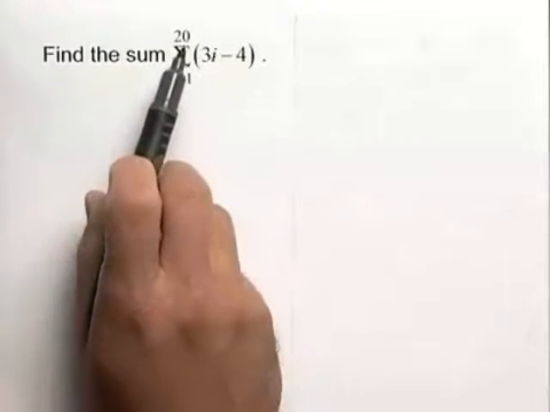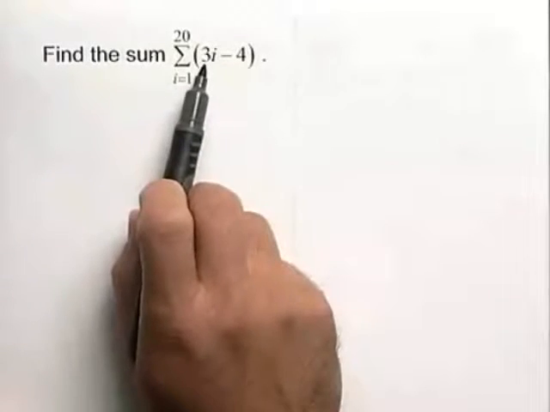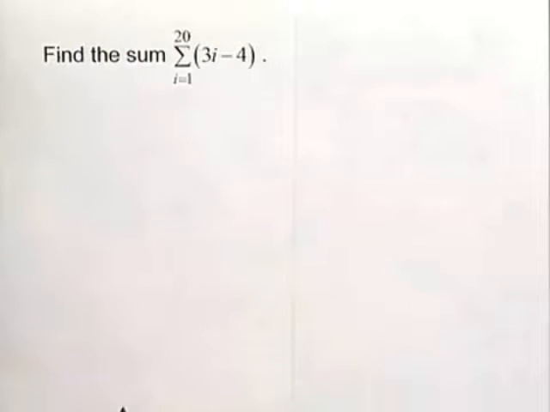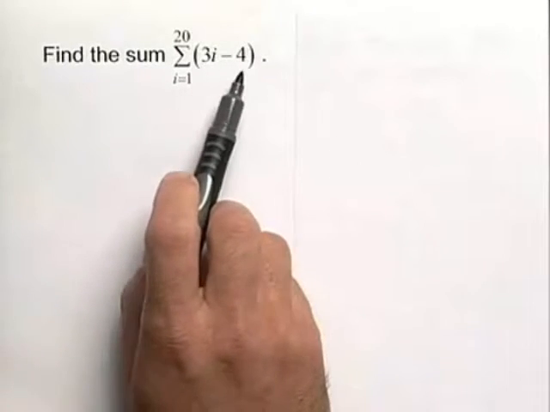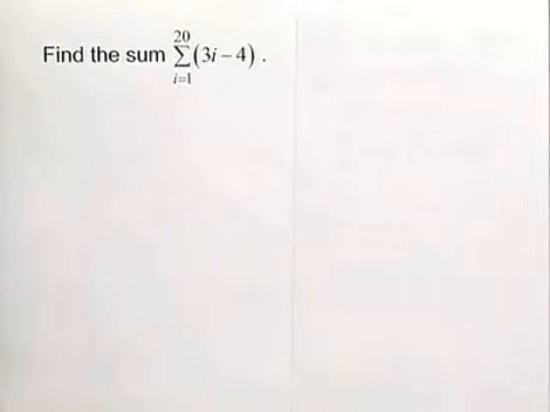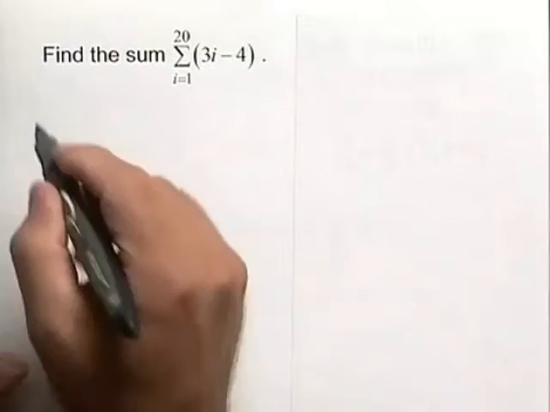Let's consider another example of summation notation. We have the summation of i equals 1 up to 20 of the linear expression 3i minus 4. Now this means that we're going to have 20 values added together, and this can be very time consuming. But let's look at a couple of the terms here.